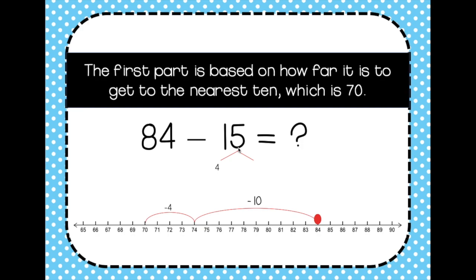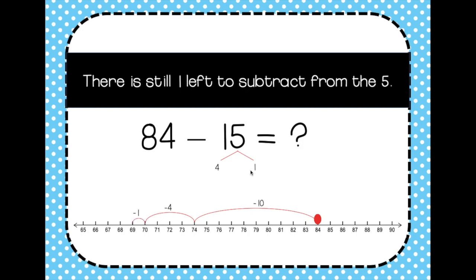Now we're going to break this 5 up into 2 parts. One of them is going to be 4, so minus 4 to get to 70. And then we know that the part whole of 5 is going to be, if 4 is this part, the other has to be 1. So then we take 1 more away.